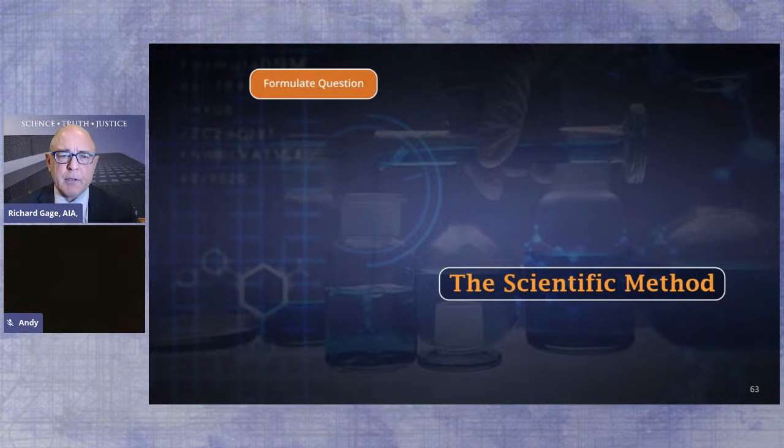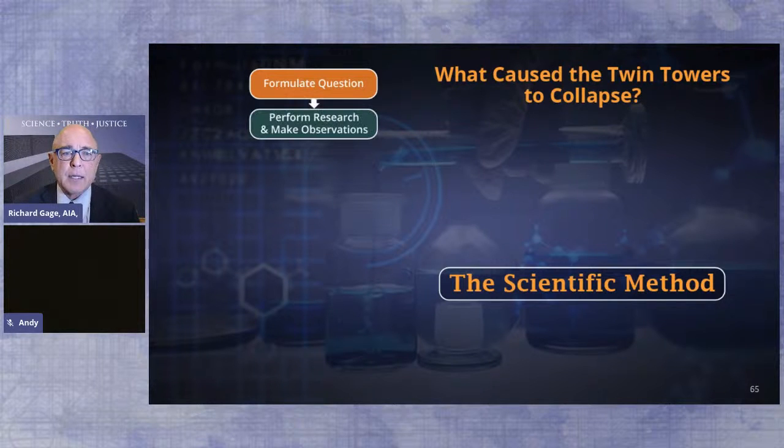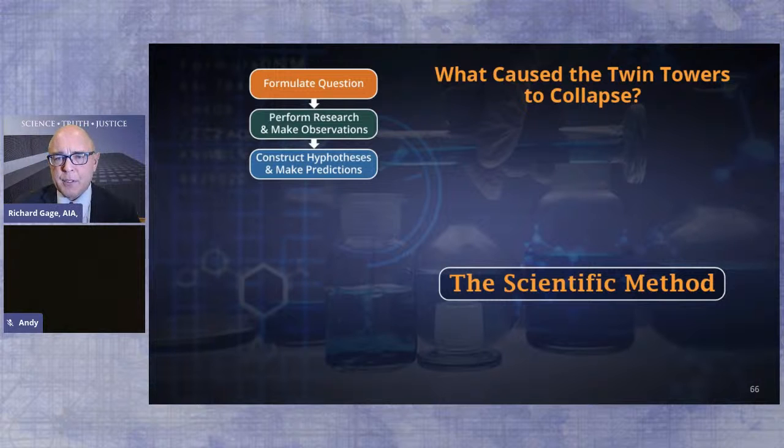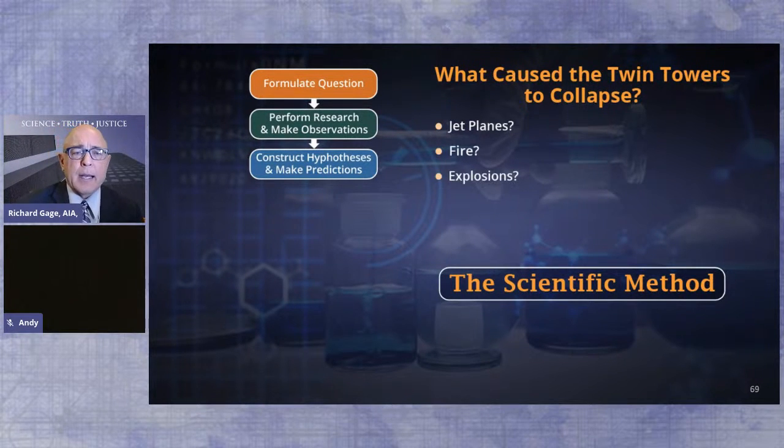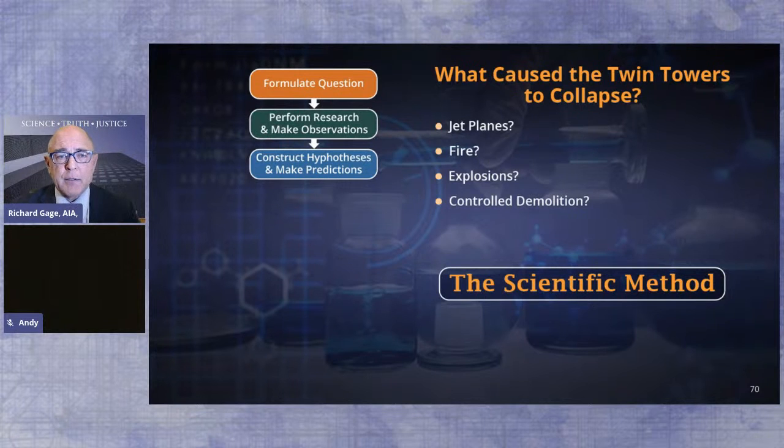This is why we use the scientific method at AE911 Truth. We formulate a question: how did the towers collapse? We do some background research, we make some observations, we construct a hypothesis. That's our best guess as to how these towers collapsed. Maybe the jet planes and broken columns caused the collapse. Perhaps it was the fire and the jet fuel. Perhaps it was explosions, which are a significant part of the evidence that was omitted by NIST, actually. And controlled demolition, same points made here.